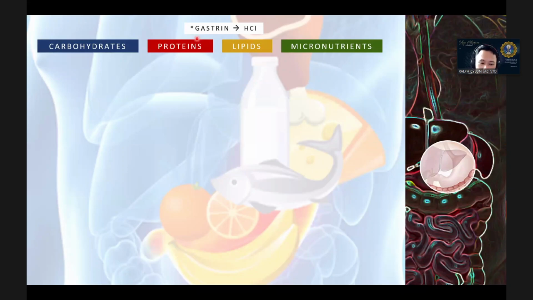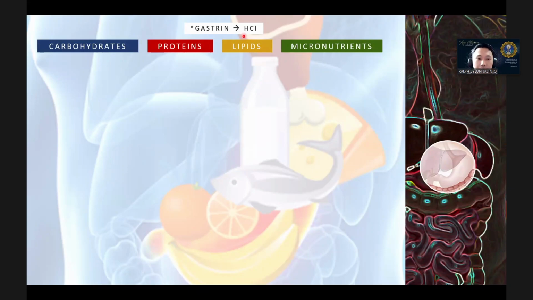Anong ginagawa ni gastrin? Converts pepsinogen? No. So gastrin is a hormone, it's not an enzyme. Okay, so ito na nga, ito pala nilagay ko. It increases your HCl production. Now, it increases your HCl production by making the proton pump more active, yung hydrogen potassium ATPase. So by making it more active, more HCl is being pumped into the gastric lumen.